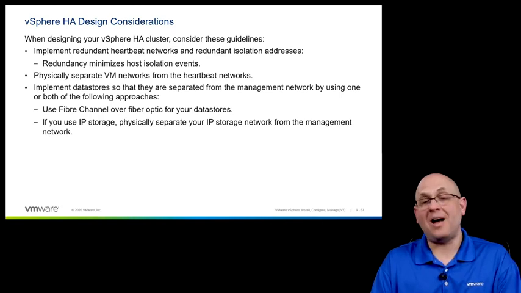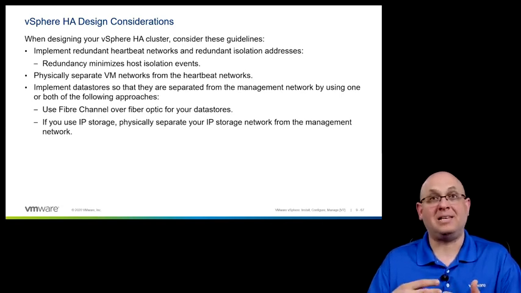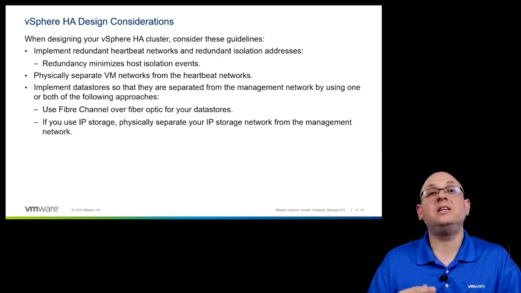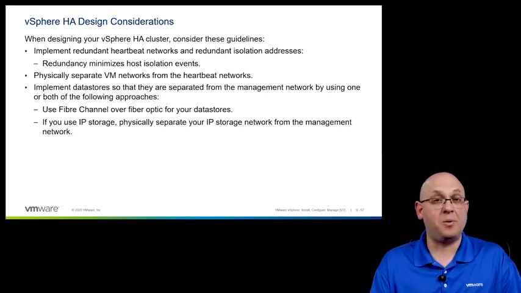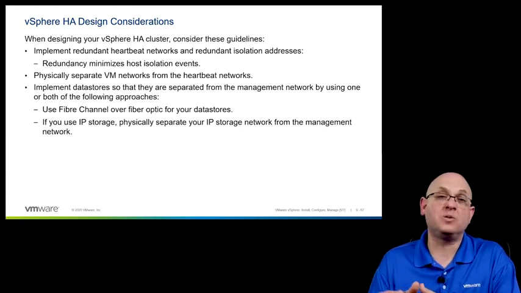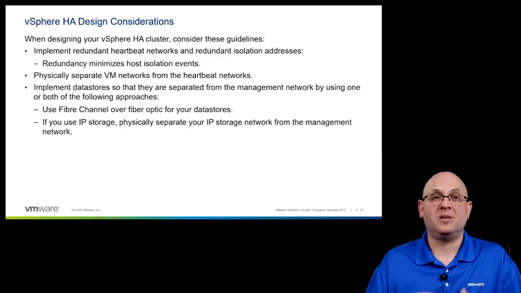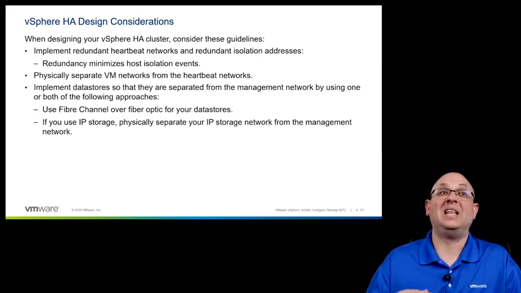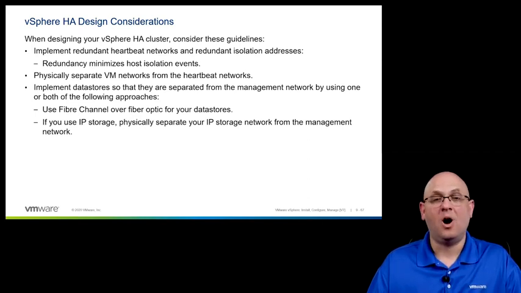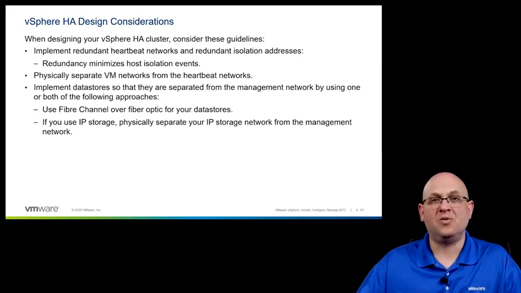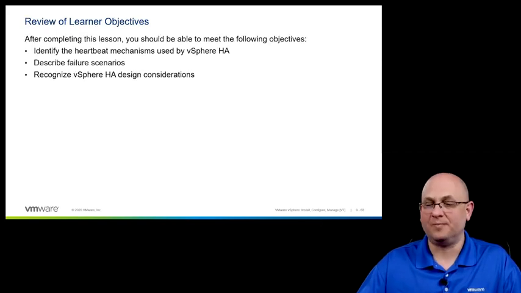Now, if you're using, of course, Fibre Channel, that's by definition a separate network. But if you're using IP storage, try to physically separate that as well from your management. Use a different physical NIC connected to different physical switches in your environment so that you're avoiding single points of failure, and that if you have a host isolation, you don't necessarily lose your storage as well. All very important design considerations around building your vSphere HA infrastructure.